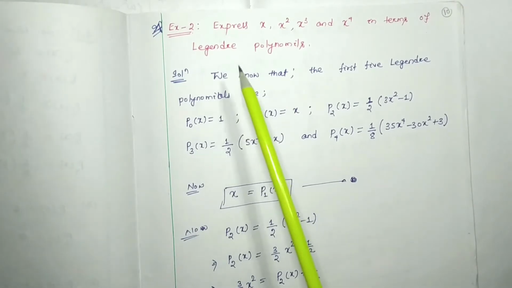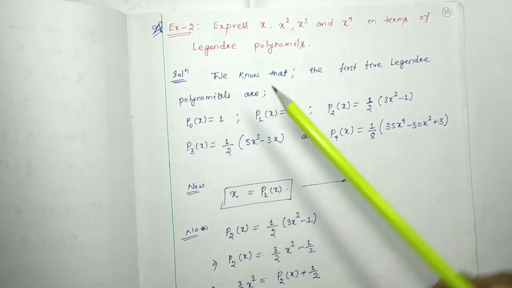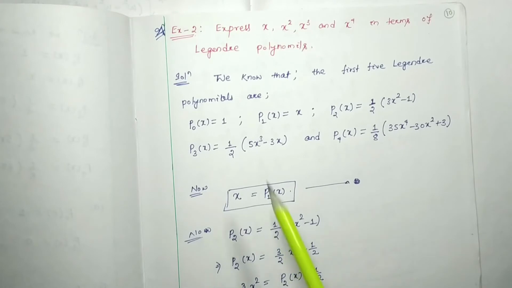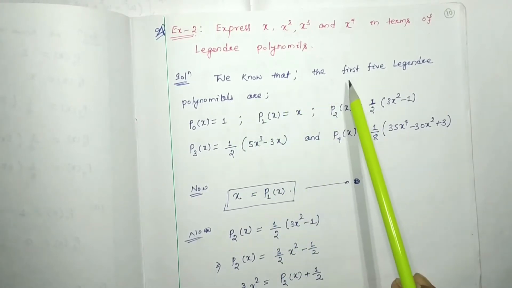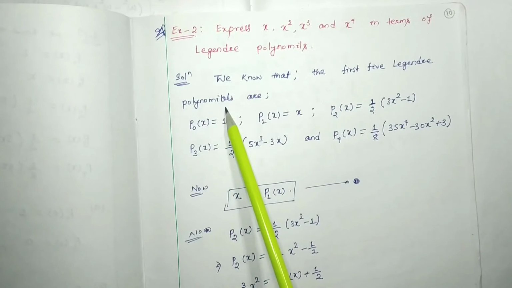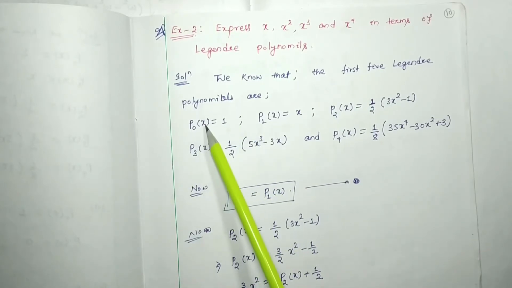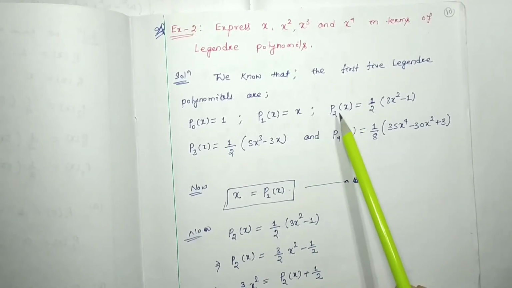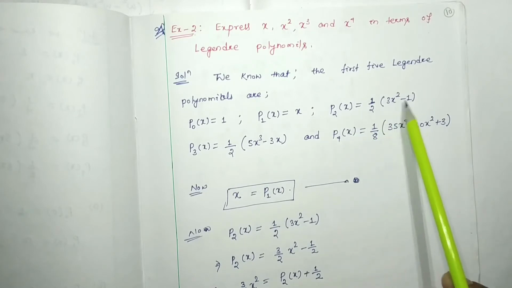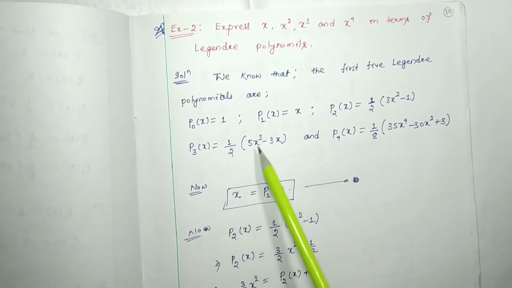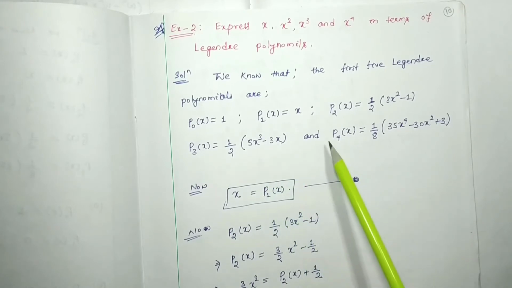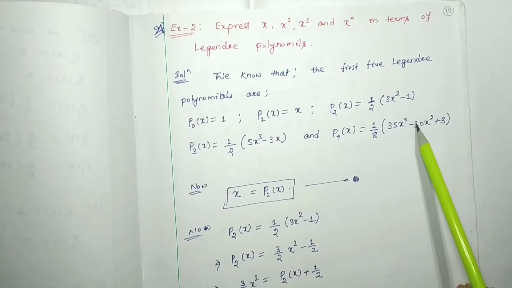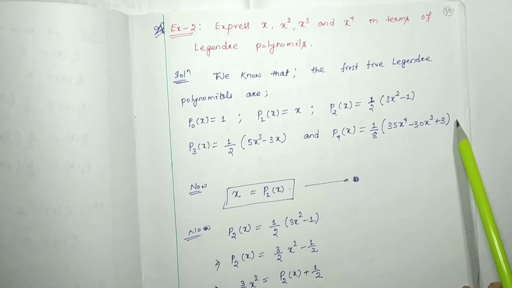So the second question is this one. How do we have to do this? Carefully you have to watch. First, we know that the first 5 Legendre polynomials are p0(x) equal to 1, p1(x) equal to x, p2(x) equal to 1 by 2 (3x square minus 1), p3(x) equal to 1 by 2 (5x cube minus 3x), and p4(x) equal to 1 by 8 (35x to the power 4 minus 30x square plus 3).